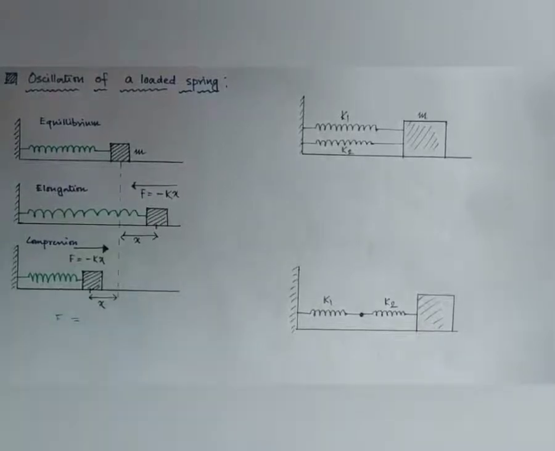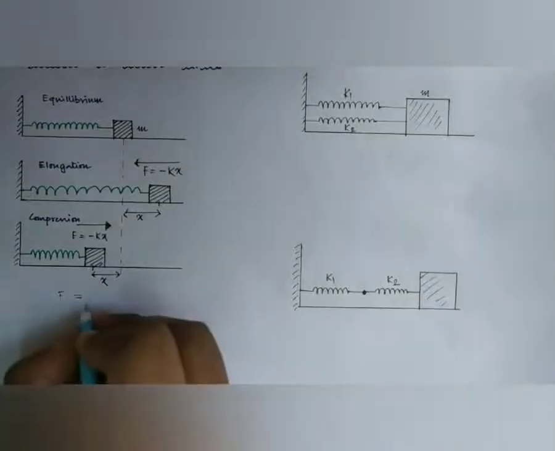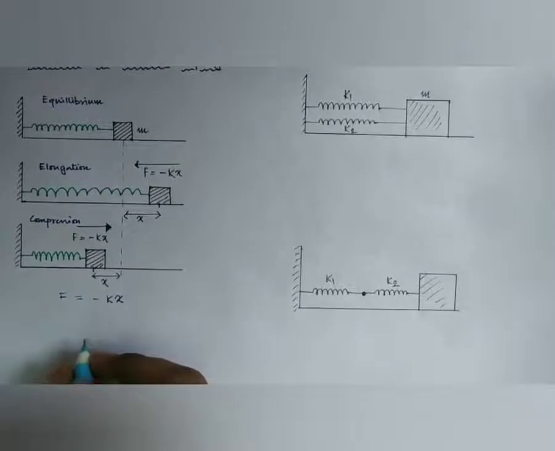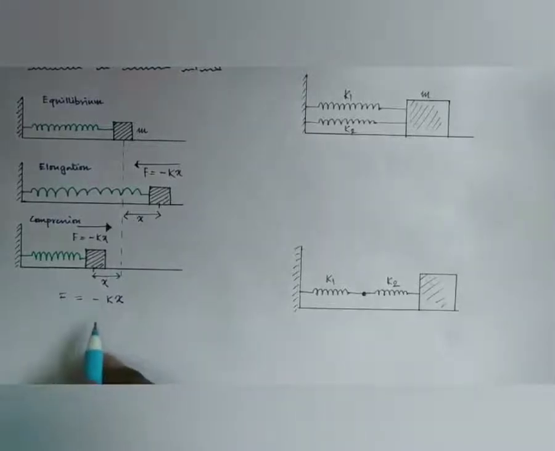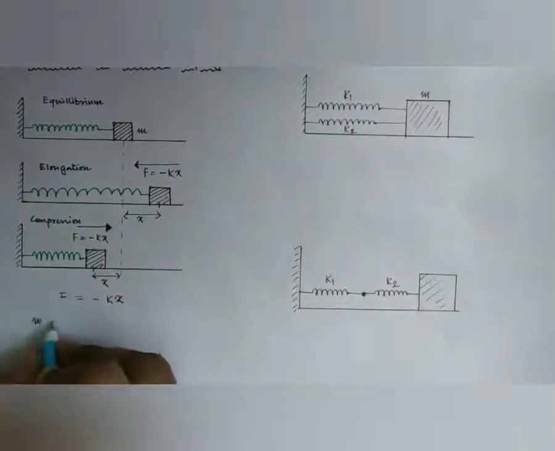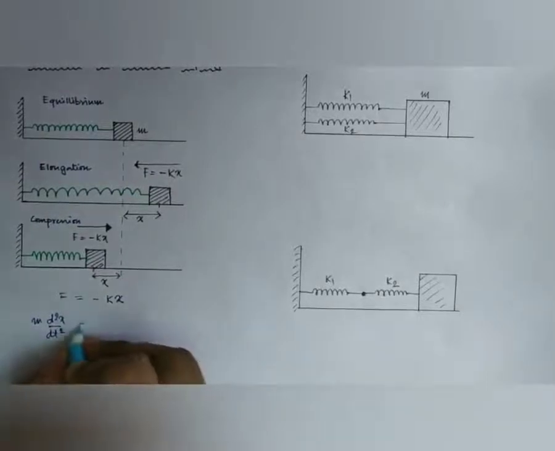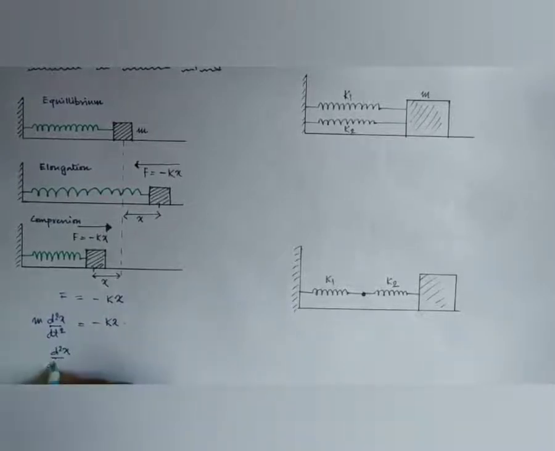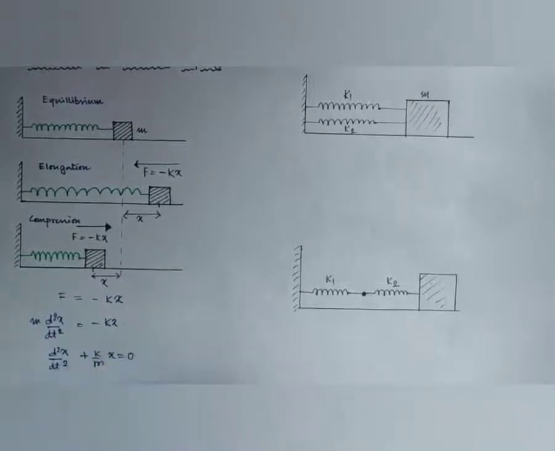equal to minus Kx, where we know that K is called the force constant, or we call it the spring constant of extension or compression. Its unit is Newton per meter. By writing force as mass into acceleration from Newton's second law, it is equal to minus Kx. So d²x/dt² plus (k/m)x equal to 0.